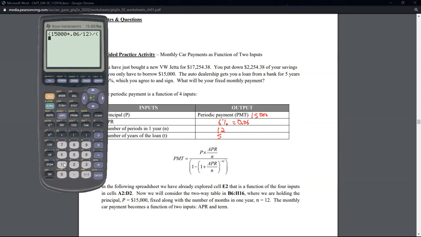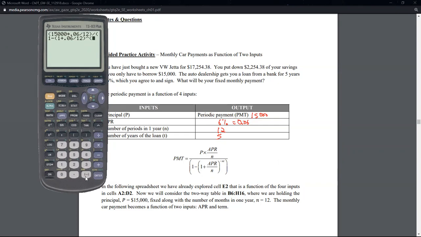So then 1 minus, parentheses, 1 plus. They put a parentheses around the APR over N. I said it's unnecessary, so I'm not going to write it. So that's the same 0.06 divided by 12. That's a times divided by 12. Then we'll close this parentheses before the exponent. Make our exponent with a caret. Because this negative NT has multiple pieces, that needs a parentheses.